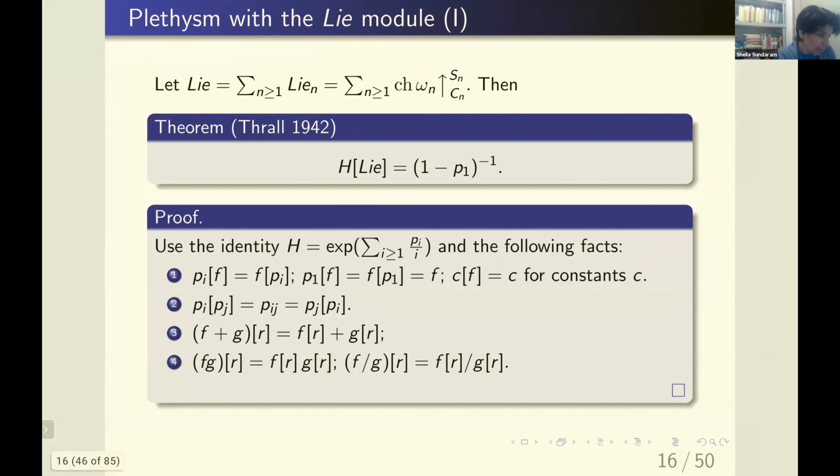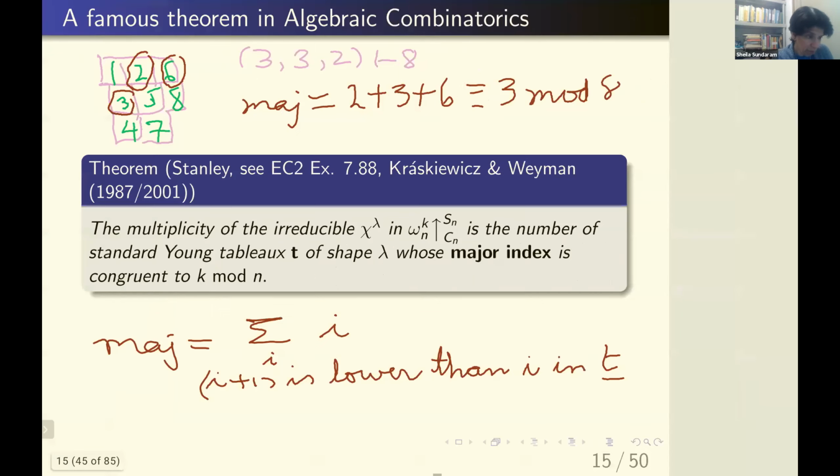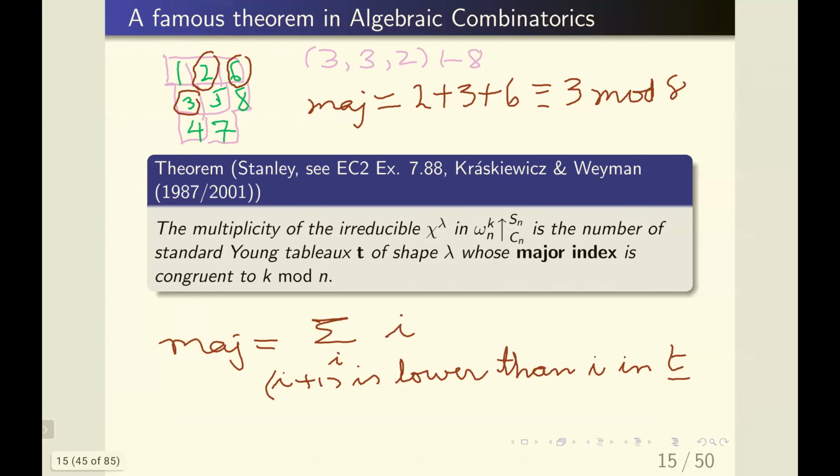All right, so can I ask you a question, Sheila? Yes, sure. Could you just go back to the previous slide? Yeah. So is it also true that the multiplicity of chi lambda in that graded R_i would actually be the number of standard tableaux whose major index is equal to i? No. You have to take it mod n.